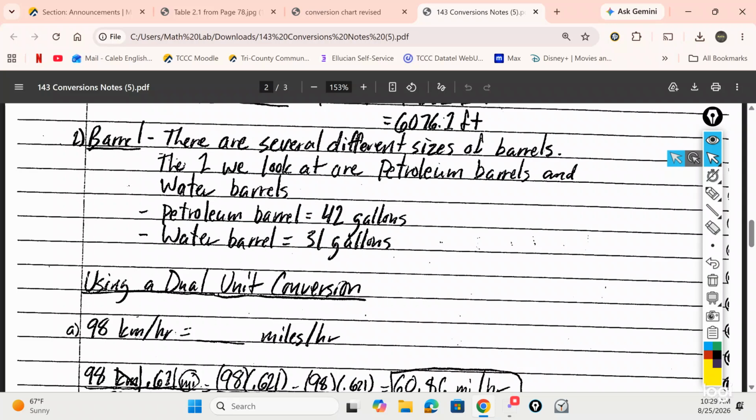But also, the question in the quiz may not have you just take it to gallons. It might have you take it to a different unit. So please keep that in mind.